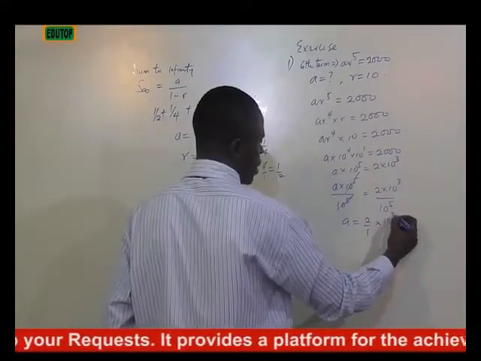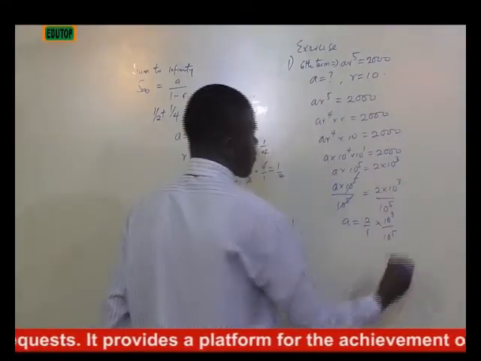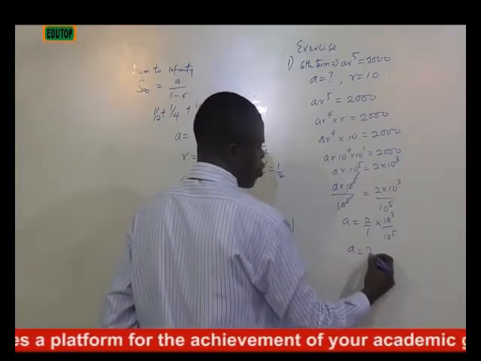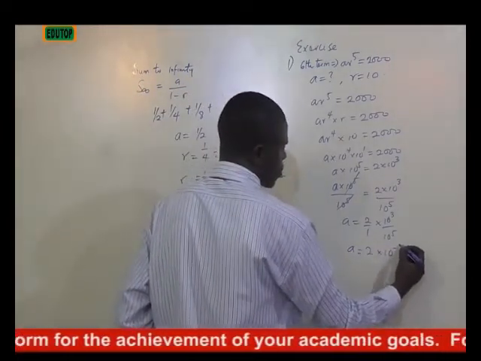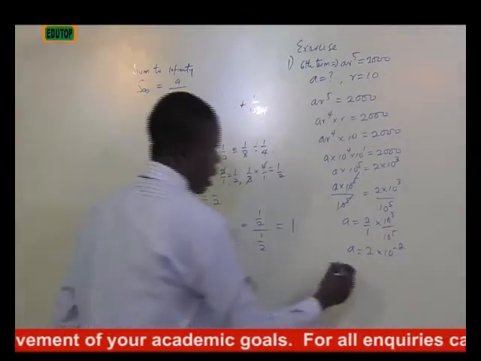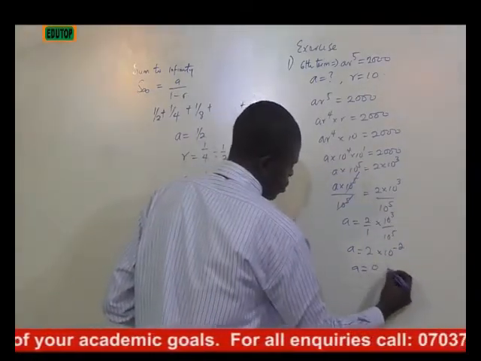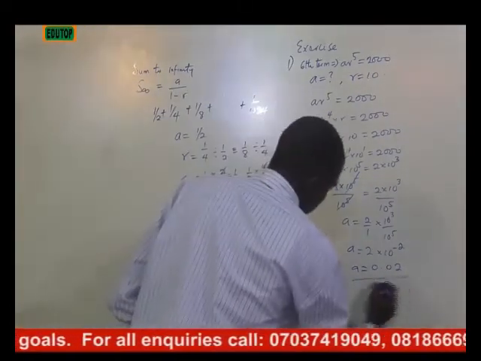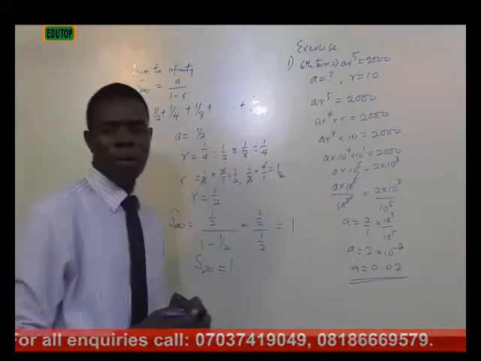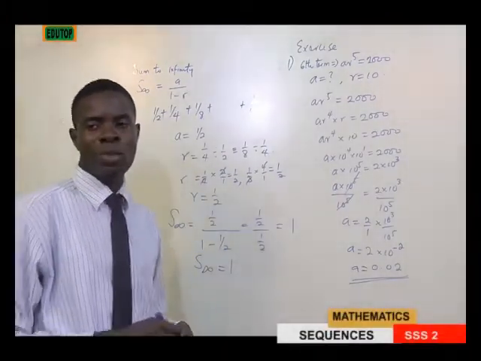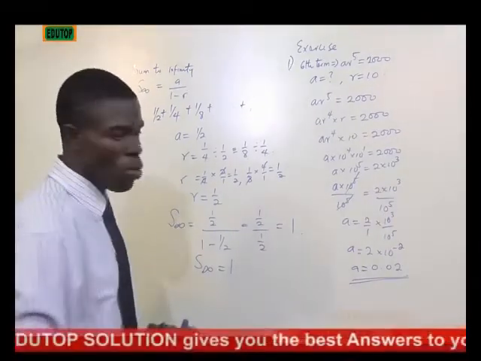times 10 raised to power 3, 10 raised to power 5. So automatically this one becomes A will now be 2 times 10 raised to power minus 2 by law of indices, and A then becomes 0.02. So our first term is now 0.02, and that is what the question asks us to look for.